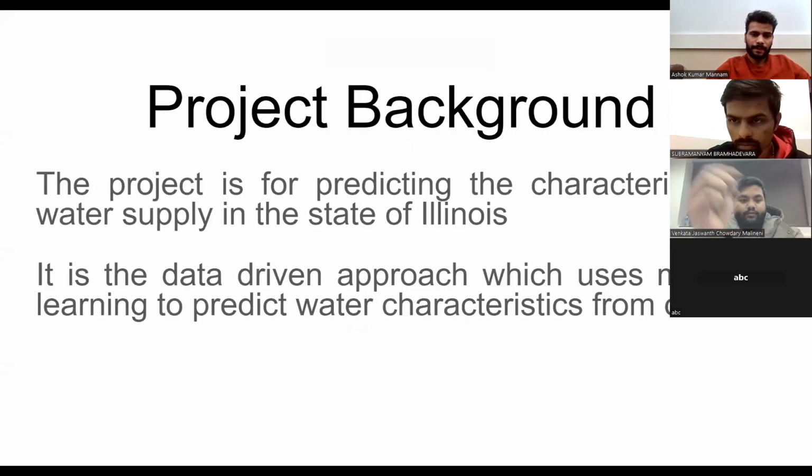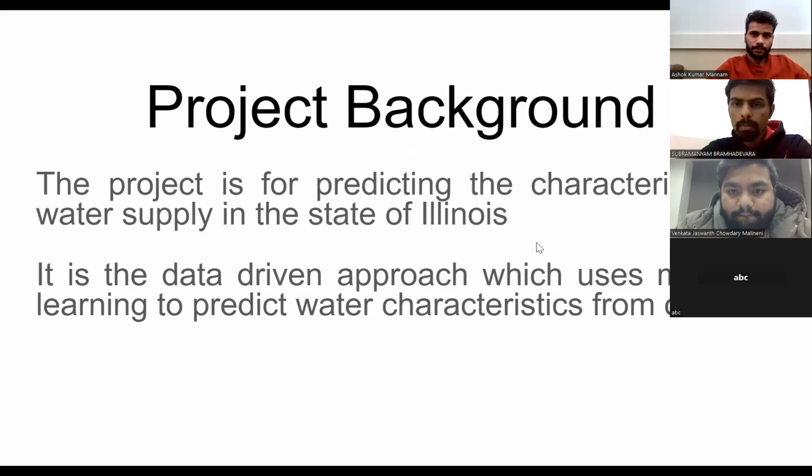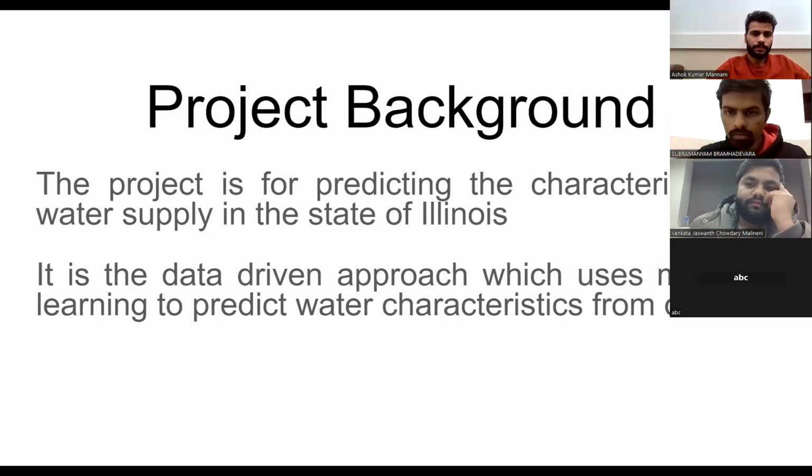So we'll now talk about the background of this project, the reason why we are doing this project. This is for the prediction of the characteristics of the water in the water supply for the state of Illinois. So the water, what type of water it is and what it contains, like the amount of other chemical substances in the water. So it is for the prediction of those characteristics from other characteristics. So this is a data-driven approach, which uses machine learning to predict the water characteristics.